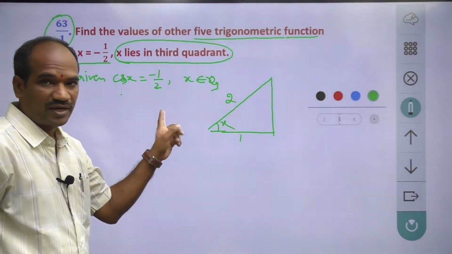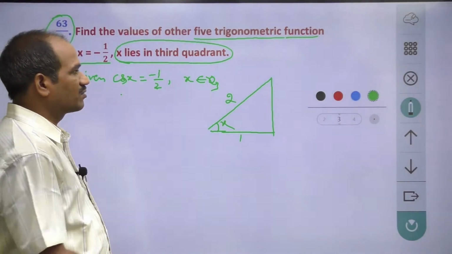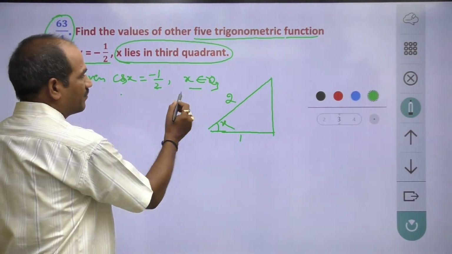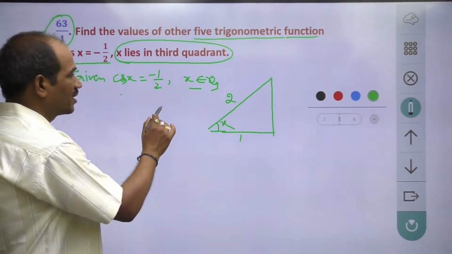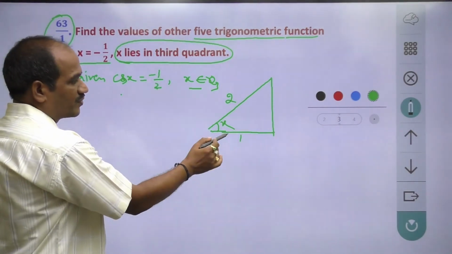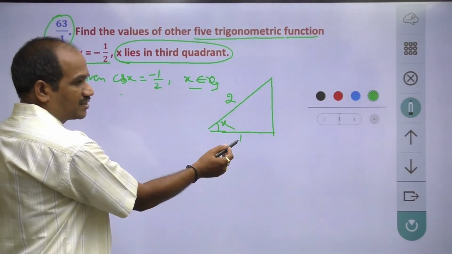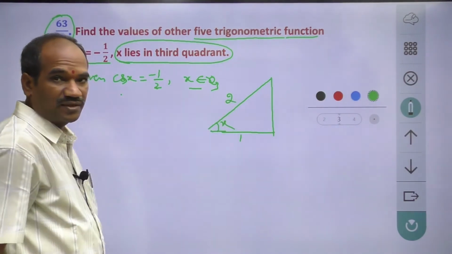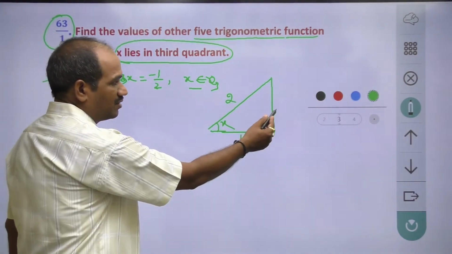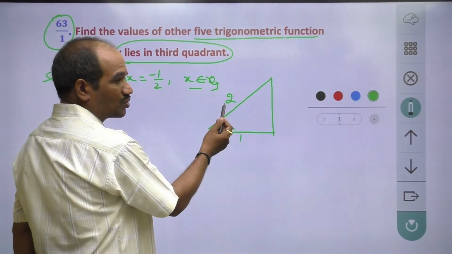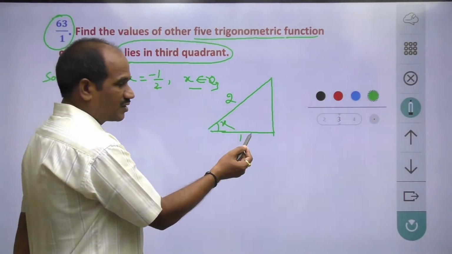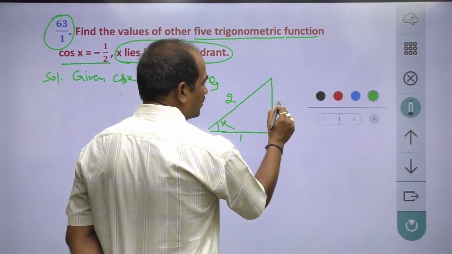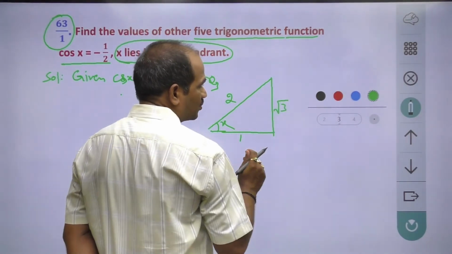So don't take the minus. Here x lies in the third quadrant, which means cos x has a negative value. Okay, don't take the minus; only take these values, 1 and 2. So cos x is equal to adjacent side by hypotenuse. In this side, the length is, see here, 2 square is 4, 4 minus 1 is 3. So root of 3. This side length is root of 3.